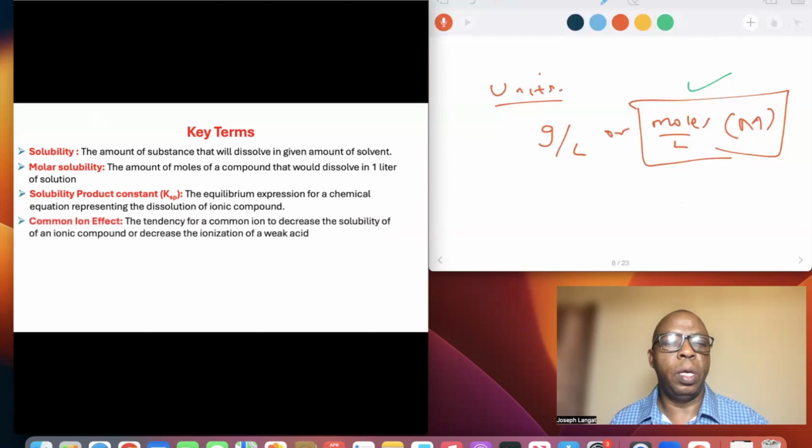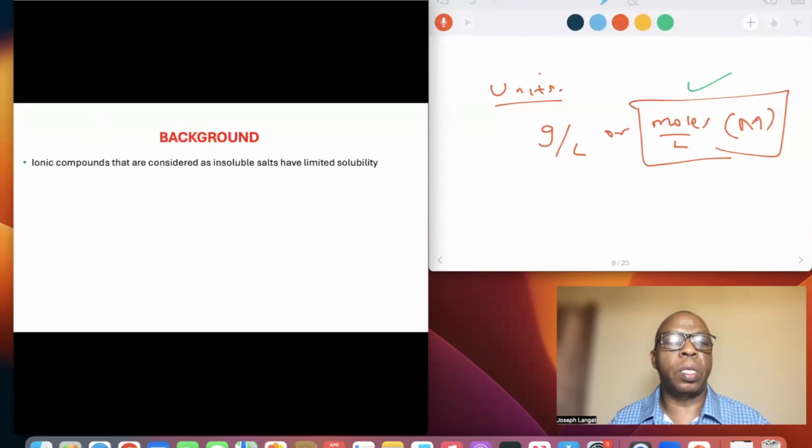And lastly, the common ion effect. This is the tendency for an ionic compound to be less soluble in a solution with a common ion. These are the key terms you should know as far as this lab is concerned. Now, let's look at the background.